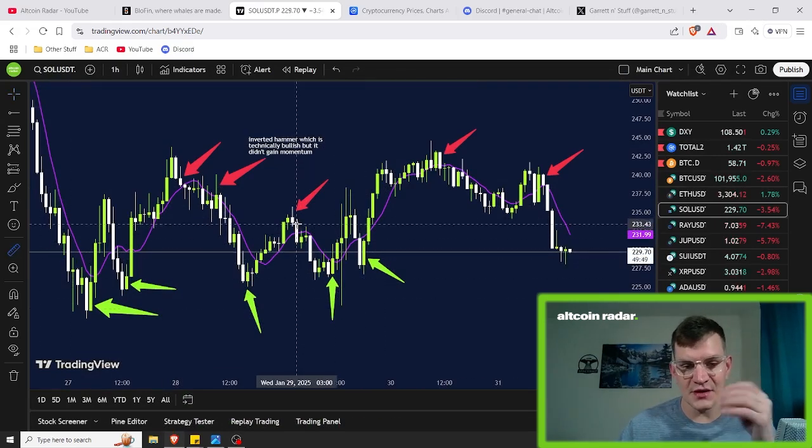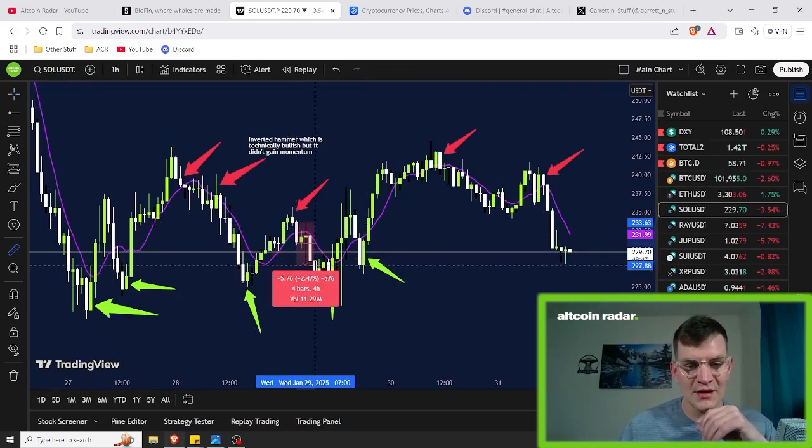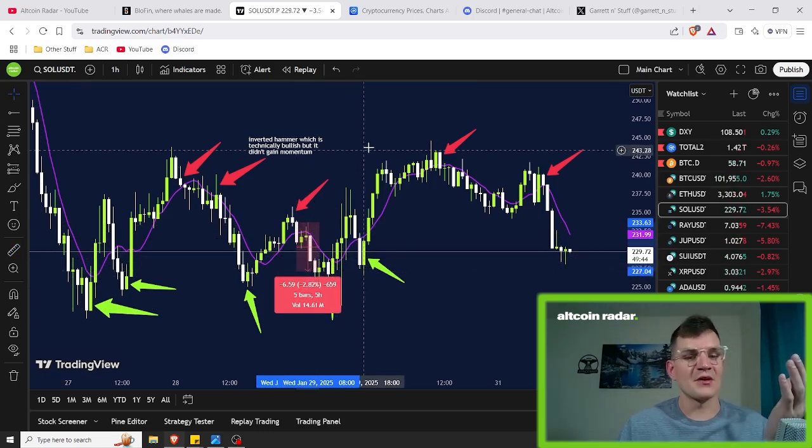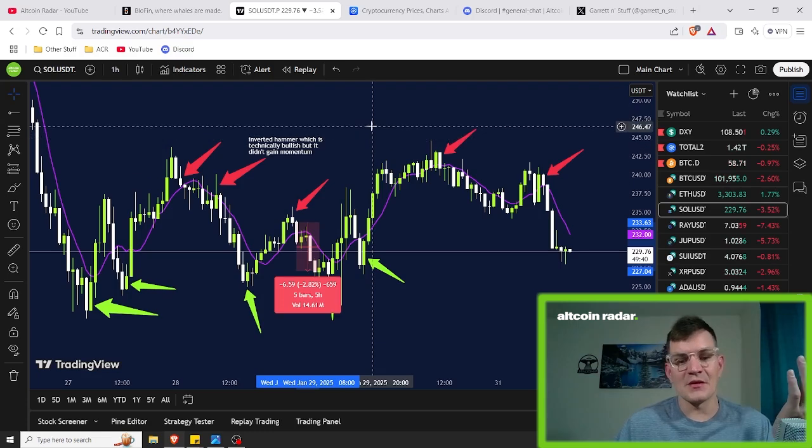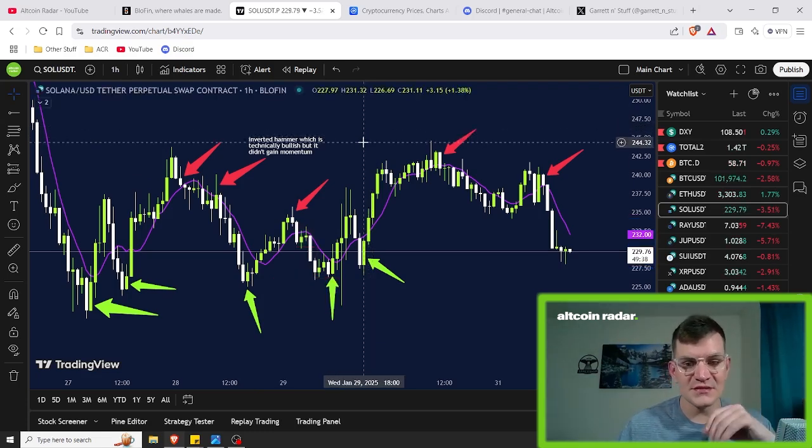So if you ended up shorting that from where the next candle ended up opening and rode it all the way down, you would have made roughly, within that 5 hours, with 10x leverage, probably around 28%, which is pretty good profits.